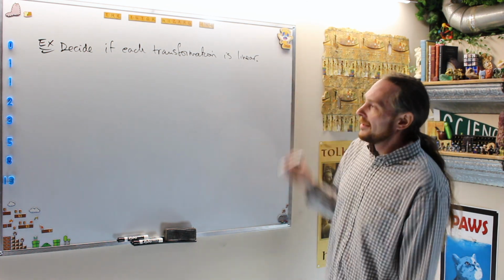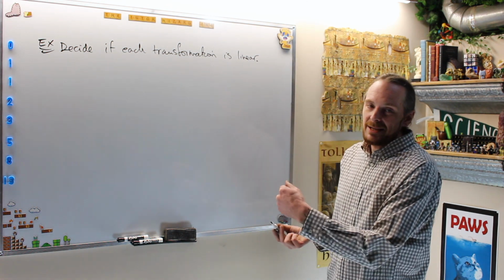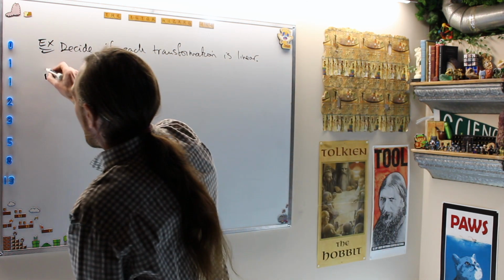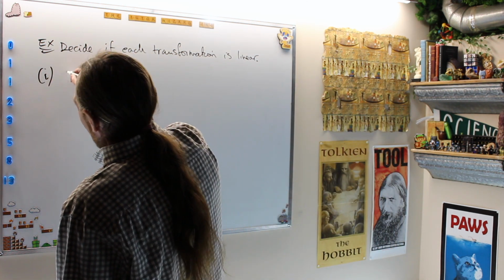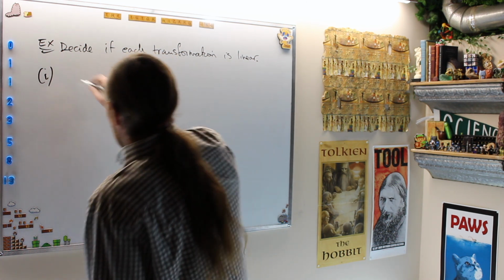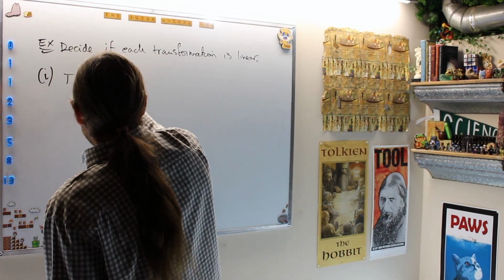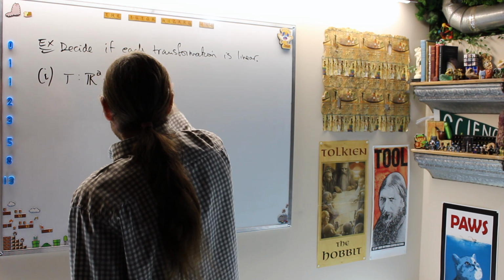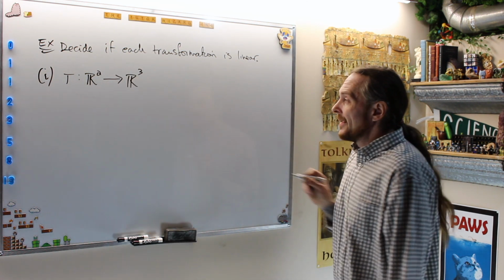So, decide if each is a linear transformation. I should probably put some up there. 1. We're going to make them up. T, first of all, is going to go from R2 to R3. So we're going to go up a dimension. And what is it going to do?